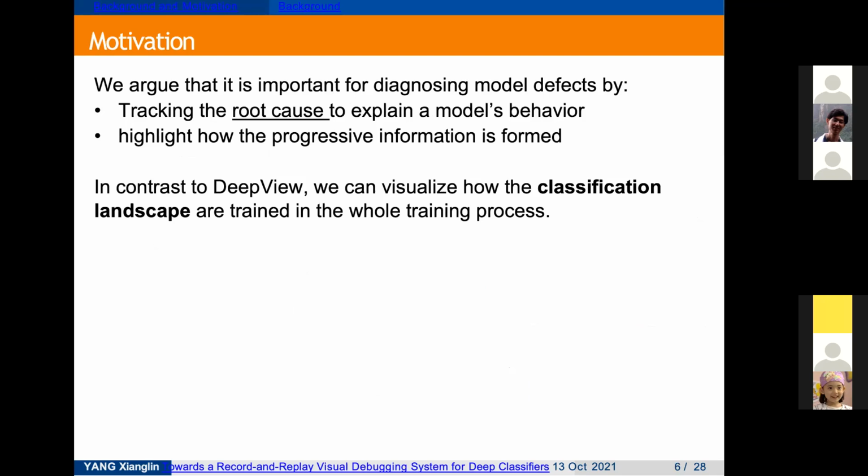So that gives us the motivation for our research work. We argue that when we try to diagnose model defects, it's very important to track the root cause to explain the model's behavior. And we need to highlight how the progressive information is formed during the training process. So in contrast to DeepView, we want to visualize the training points along with the classification landscape in the whole training process.